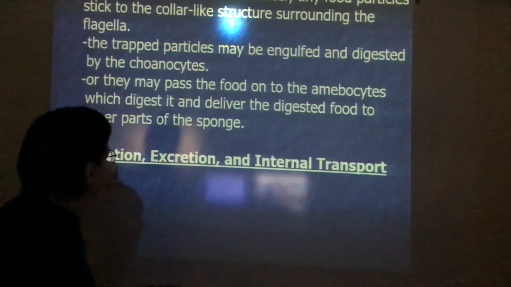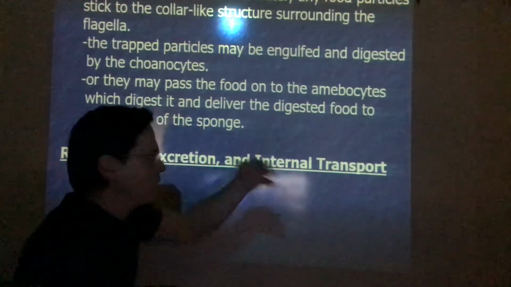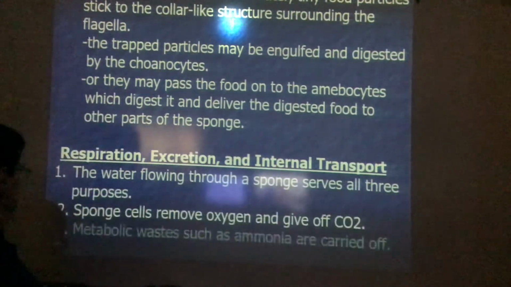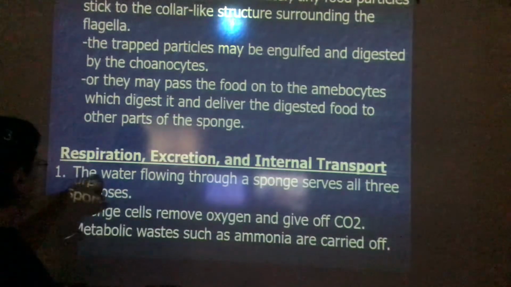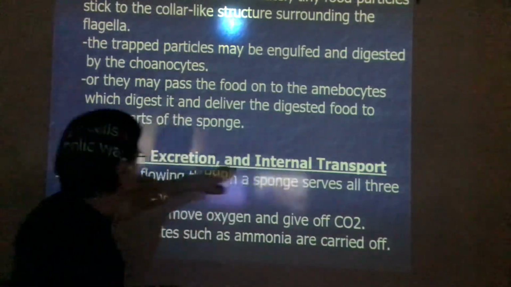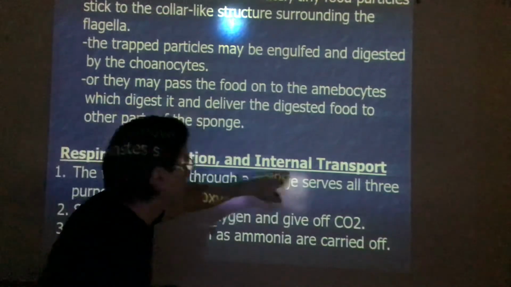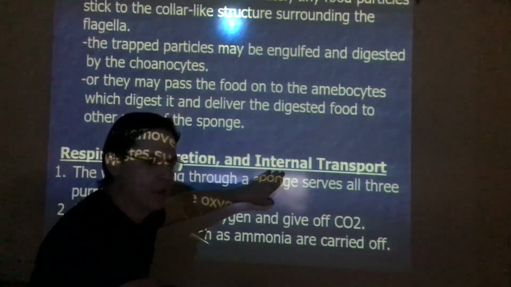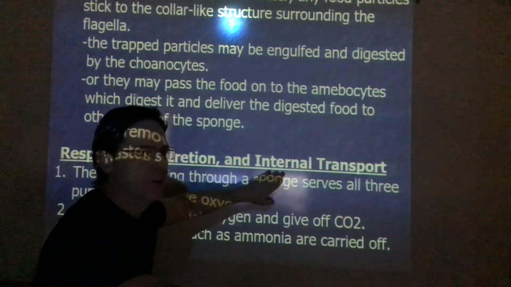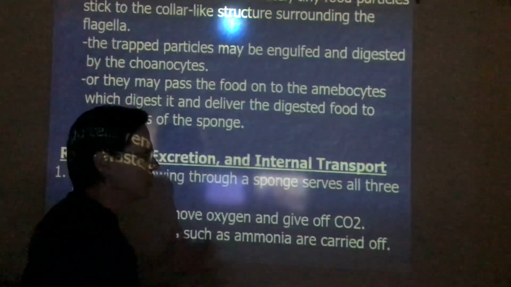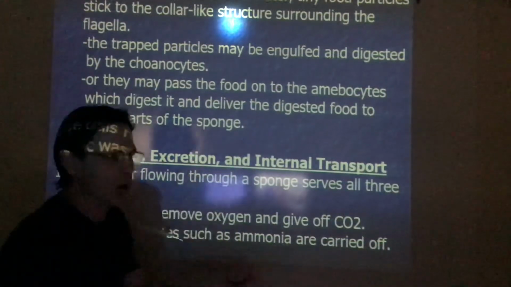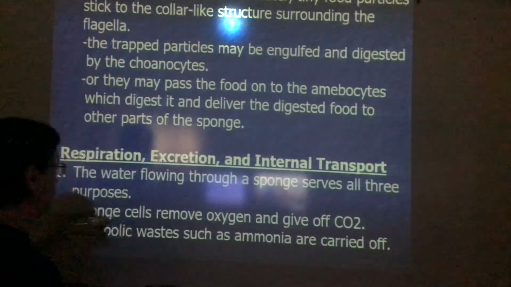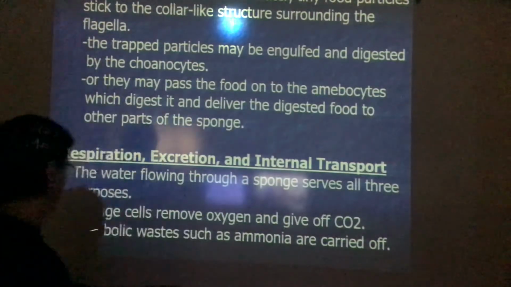So then you see respiration, excretion, and external transport, those three all use a process called diffusion. I think it's on the next slide. Because of the water flowing through, all three of these are taken care of. Remember, it's such a basic organism that they do not need specific structures. They just need the water to flow through, and it's taken care of, and the water to flow out. That's it. So sponge cells take in oxygen and give off CO2, just like we do by breathing. They do it a little simpler.